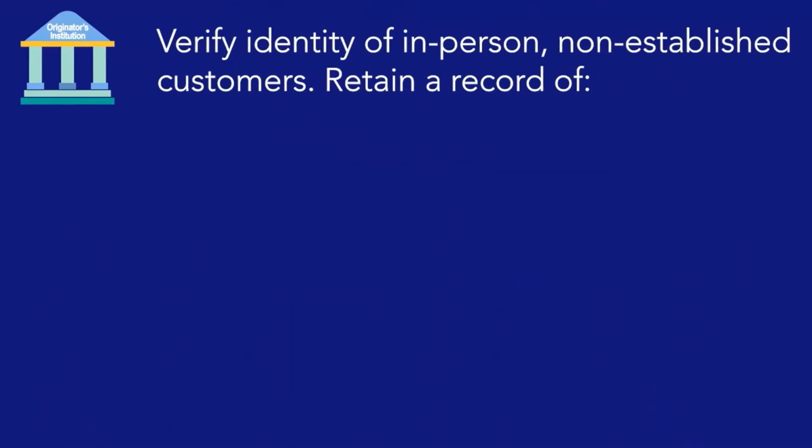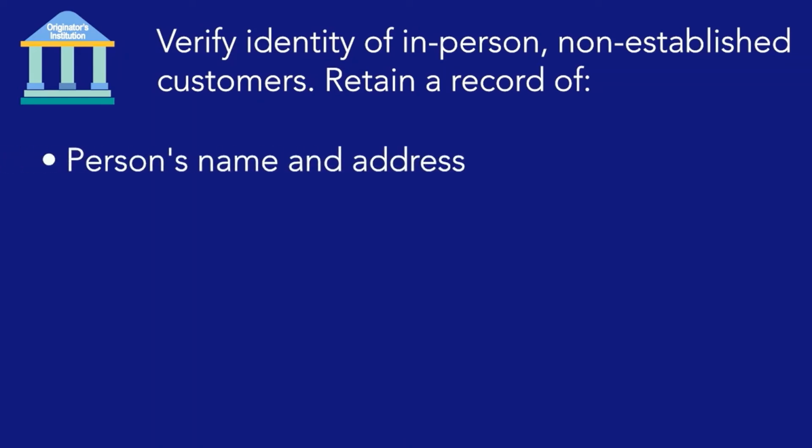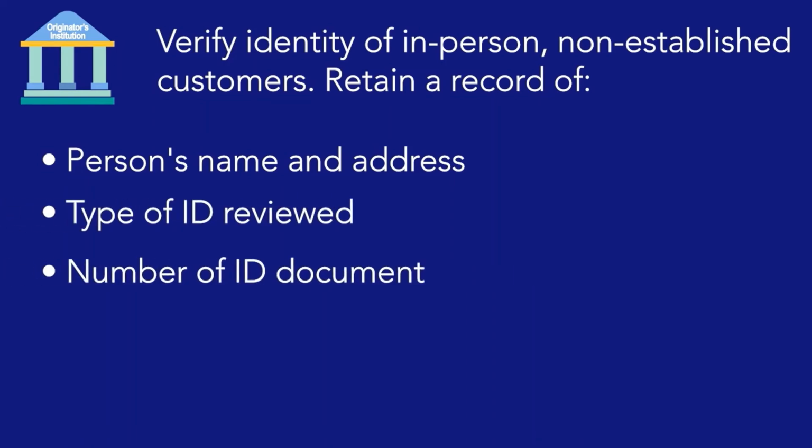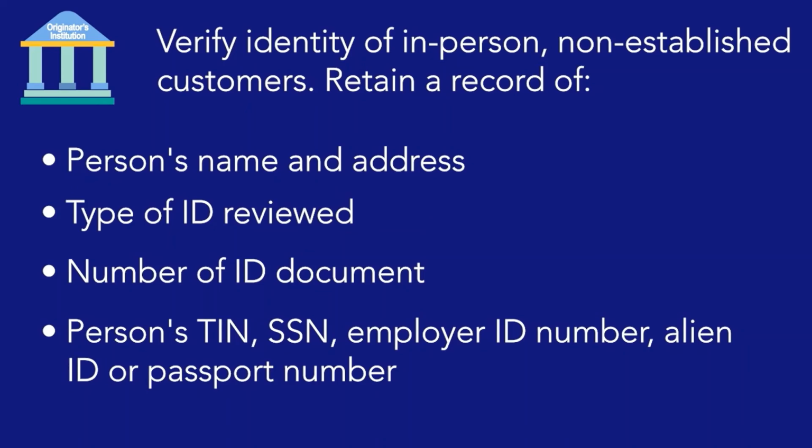If a payment order is made in person by a non-established customer, before accepting the order, you must verify the person's identity. If you accept the order, you have to retain a record of the person's name and address, the type of identification reviewed, the number of the identification document, for example, a driver's license number, the person's TIN, a social security or employer identification number, for example.